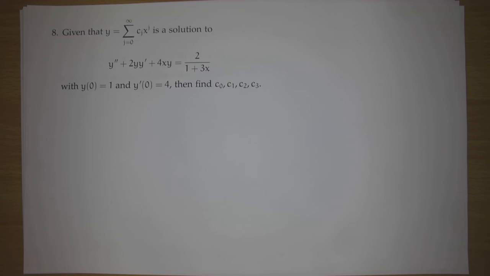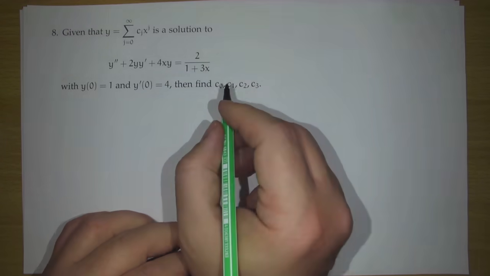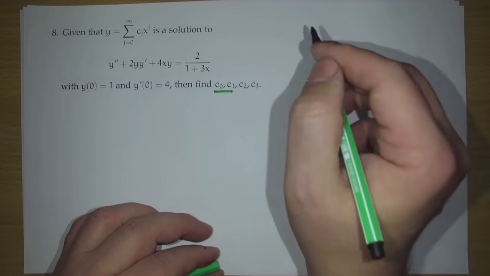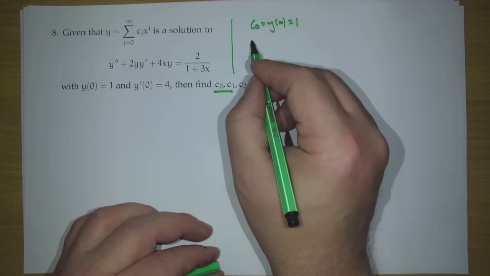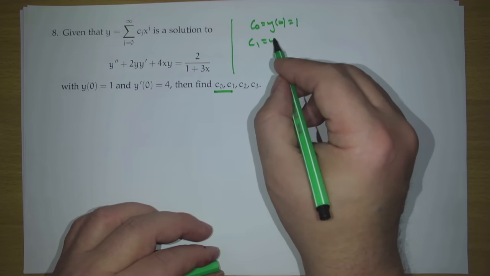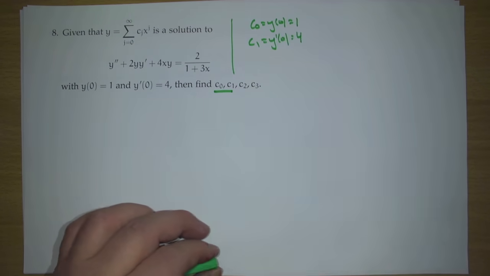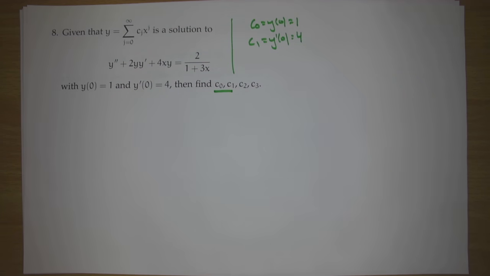Now, what do you notice is conspicuously missing from this? Recurrence relationship. This is good news. Recurrence relationship makes it harder. We don't have to do that. We just have to grab the terms at the start. And actually, we can do several things pretty quickly. What do we know about C0? Yeah, it's y of 0, it's 1. And C1? Y prime of 0, which is 4. Which means we're halfway done before we even started.